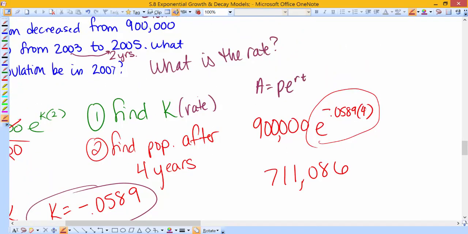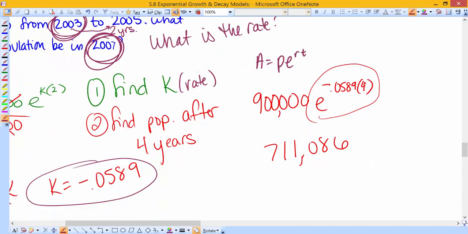Now 4 years, let's talk about where that is coming from. In 2003, that's when there was 900,000 people. We want to know what is the population in 2007. From 2003 to 2007, 4 years have passed. So now it's just a matter of using your calculator.